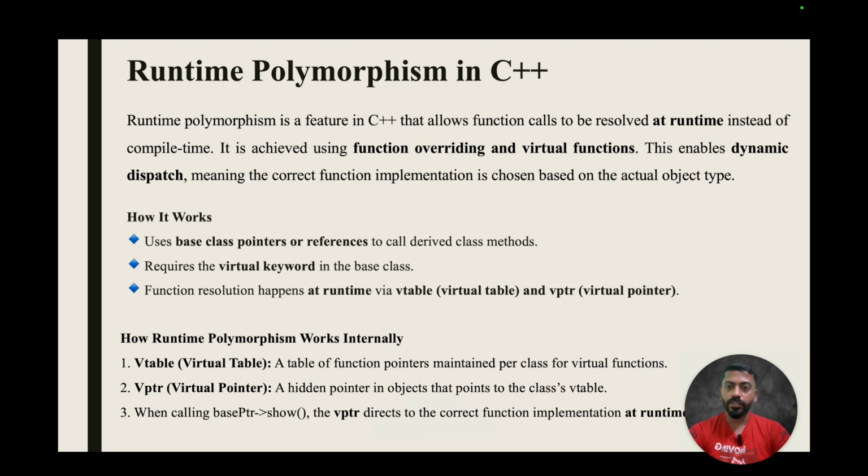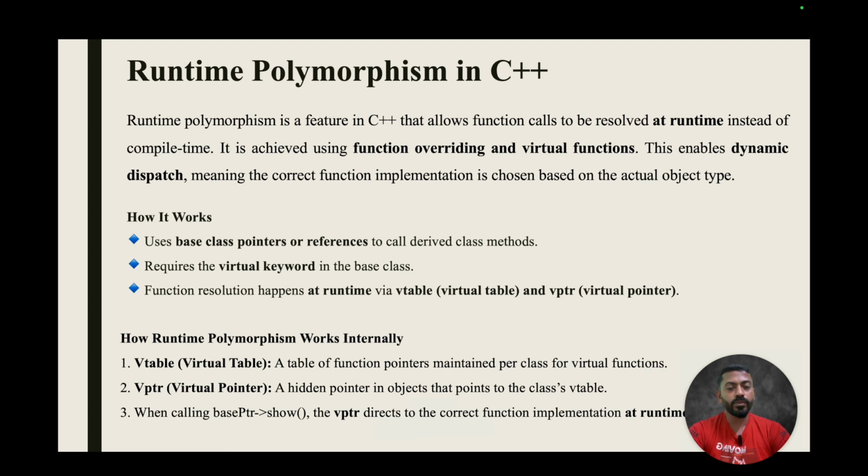Runtime polymorphism in C++ allows the function call to be resolved during runtime execution, instead of compile time, which is achieved through function overriding and virtual functions. This enables dynamic dispatch, which we can also call late binding. Which means the correct implementation is chosen based on the actual type of the object. How does it work? Use a base class pointer or reference to call derived class methods, and require the virtual keyword in the base class if it is function overriding to avoid ambiguity.